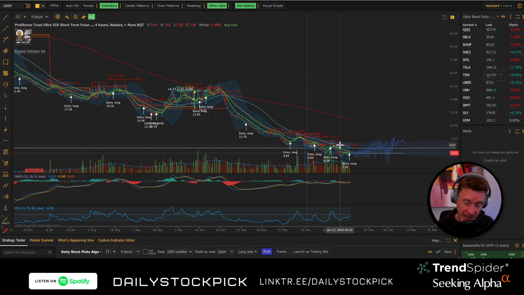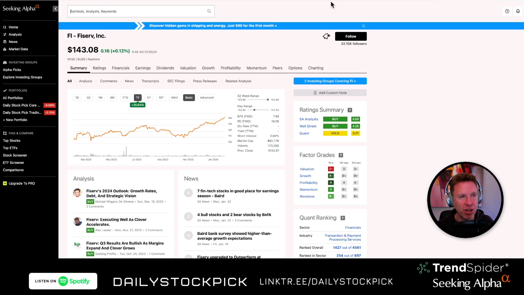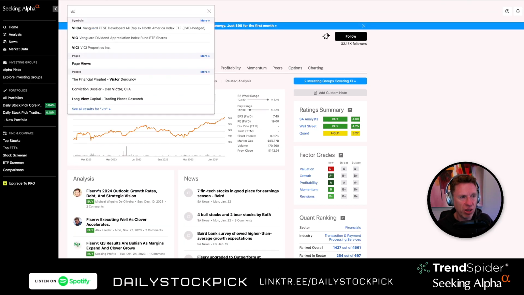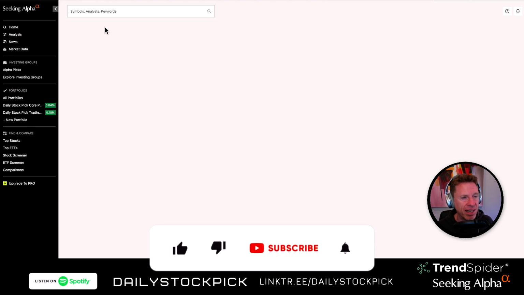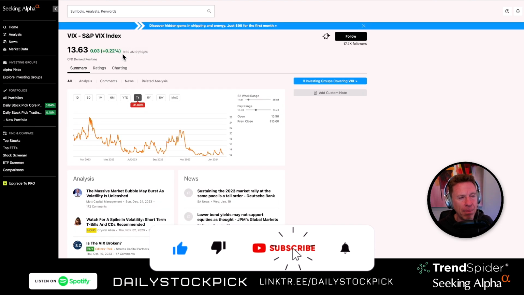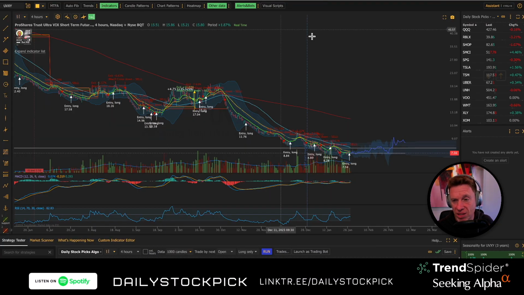The VIX is currently up 1% at 13. If we go over here to FinViz and type in the VIX, you can take a look at the live VIX. Let's see. The VIX is up 0.22. It was up 1% in early market, so it looks like volatility has slowed down a little bit.